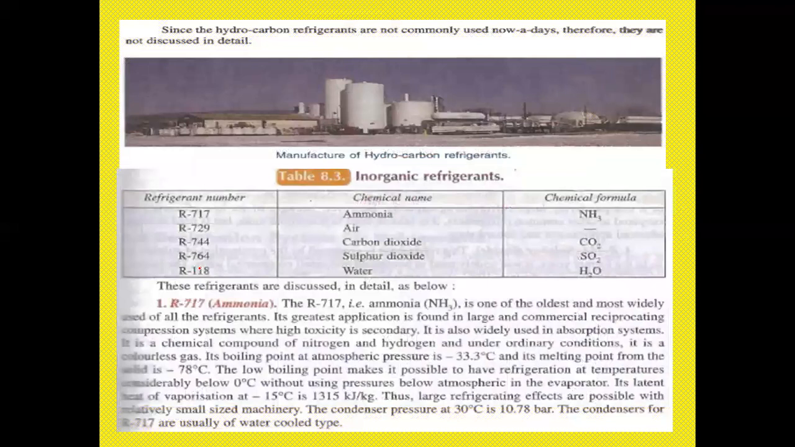Next, since the hydrocarbon refrigerants are not commercially used nowadays because of these two disadvantages, they use other types, inorganic and organic refrigerants. See the figure, it shows the manufacturing of hydrocarbon refrigerants. It is located far away from the city in remote areas because of its flammable nature. So this is an industry setup where the hydrocarbon refrigerants are manufactured.